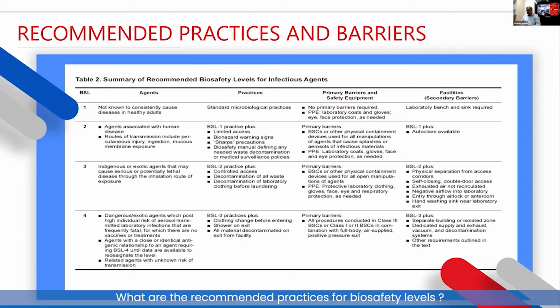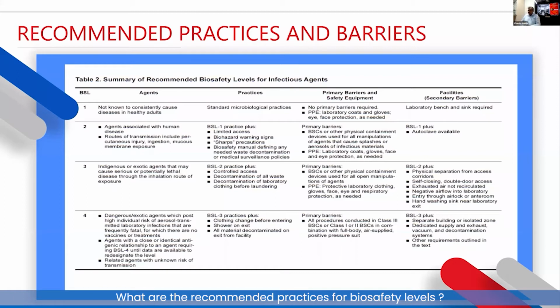For any facility to decide what kind of primary barriers or secondary barriers need to be applied, one needs to carry out a risk assessment, which we'll talk about when we go to the facility design, and make sure that we do a risk assessment and then apply the physical containment means.